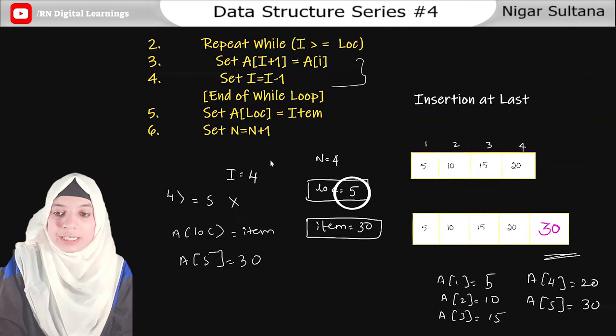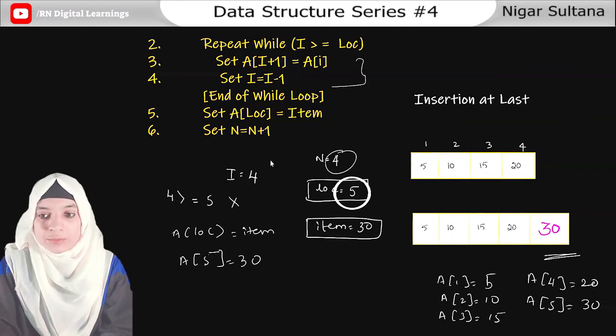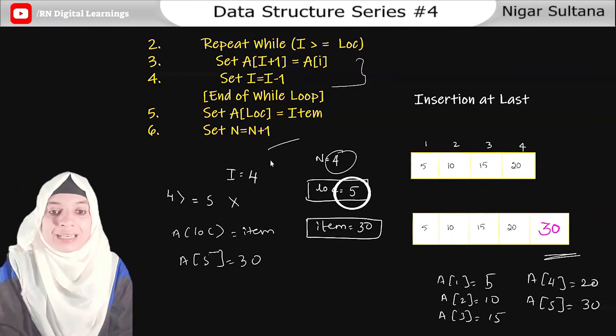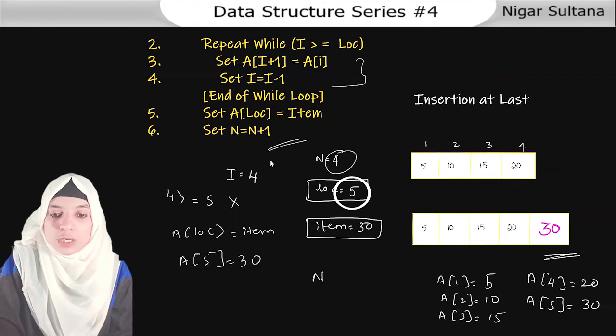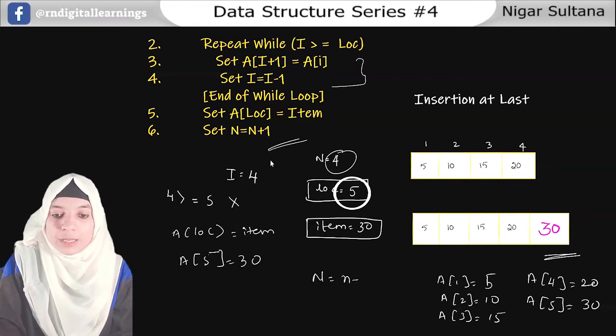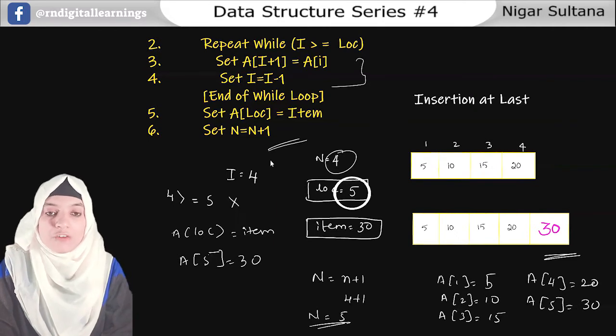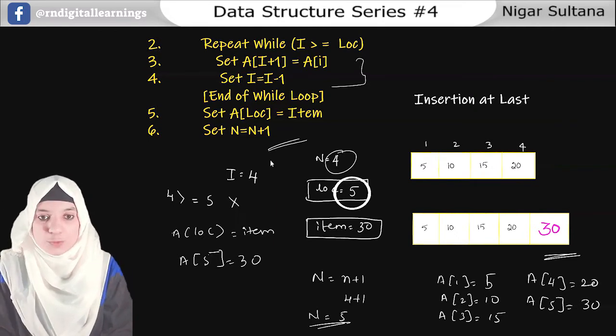Now what happens? N was initially 4. When I add or insert an item at the last, the size of the array will be increased. See, I am incrementing the value of n. So now the n value will be n plus 1. What is this n plus 1? N is 4, 4 plus 1 is 5. Now the size of the array will be 5. So this is the way of inserting an element at the last position.